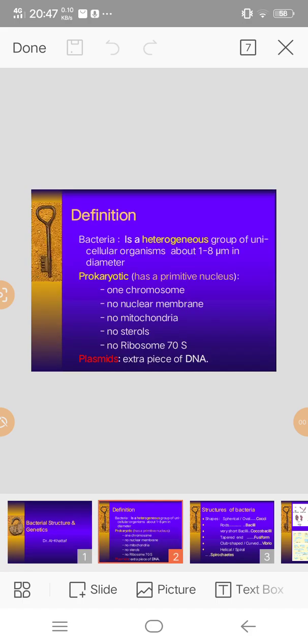Bacteria are a heterogeneous group of unicellular organisms about 1 to 8 micrometers in diameter. Bacteria come under the prokaryotic division and have a primitive nucleus with one chromosome. They don't have any kind of nuclear membrane, no mitochondria, no sterols, and no ribosomes in them, so they are unable to produce their own protein. A bacterium has an extrachromosomal structure called a plasmid.